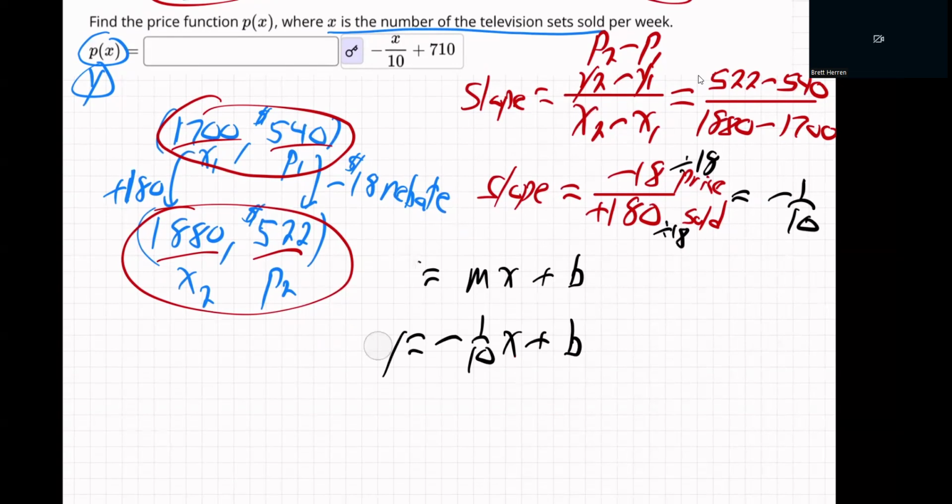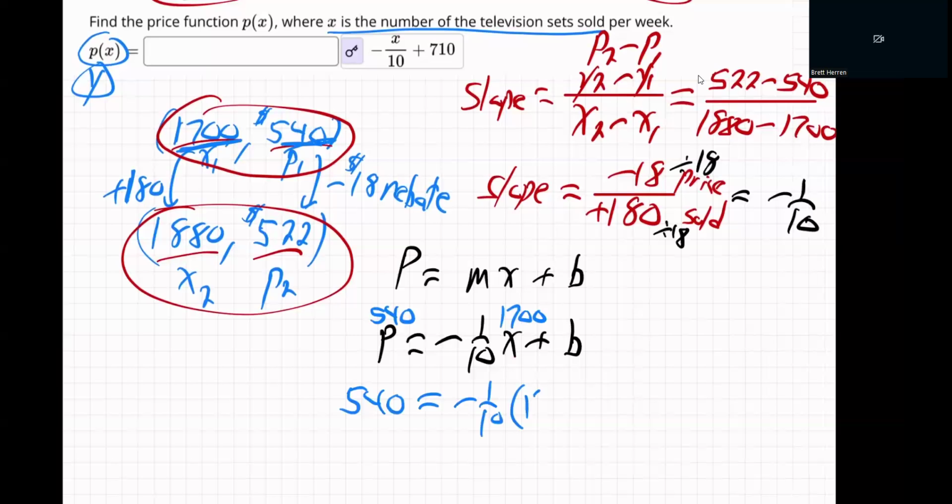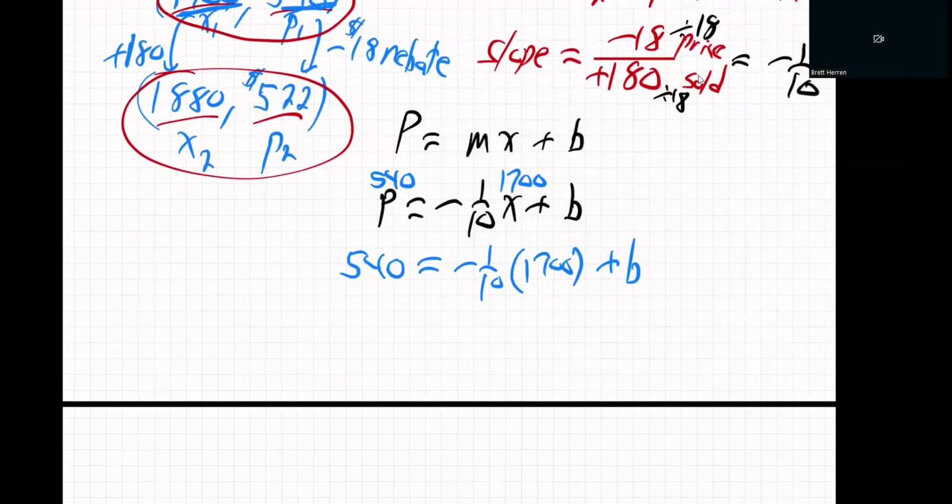The y again is p, so let me just put in p here. P is price. Okay, now what do you do now? Just plug in either the first point or the second. So I'll plug in 1,700 for x and the price 540. You could have plugged in the other point. It doesn't matter. So 540 is minus 1/10 times 1,700 plus b. And now I can solve for b. So 540 equals, multiply that in your calculator, minus 170 plus b.